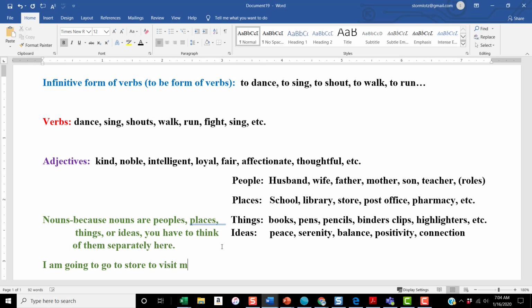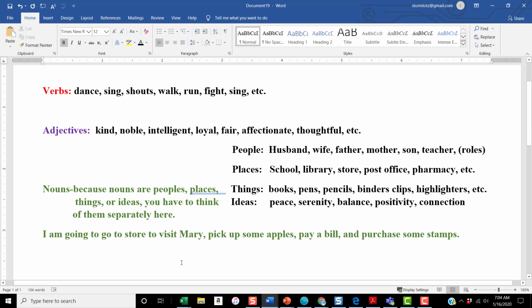to visit Mary, pick up some apples, pay a bill, and purchase some stamps. Alright, so if I say I'm going to go to the store to visit Mary, pick up some apples, pay a bill, and purchase some stamps, I'm kind of all over the place.